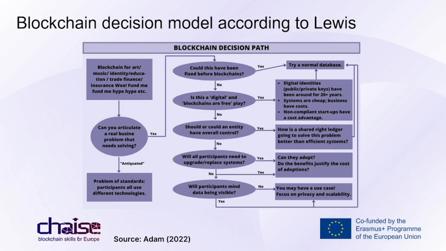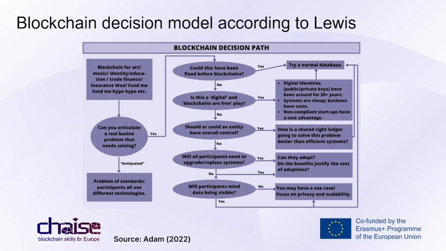Unless we're talking about blockchain for free or digital identities, this model approach questions whether a company should or could have sole overriding control. If the answer is yes, one is confronted with the question of how a common write ledger can solve this business problem better than existing efficient systems.